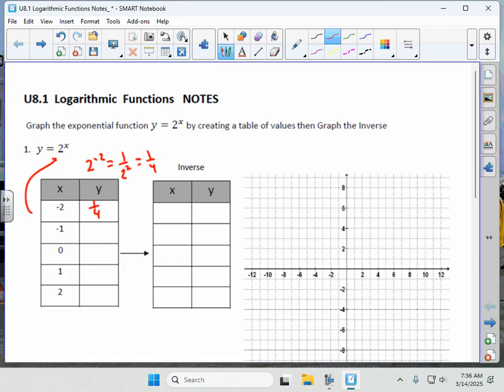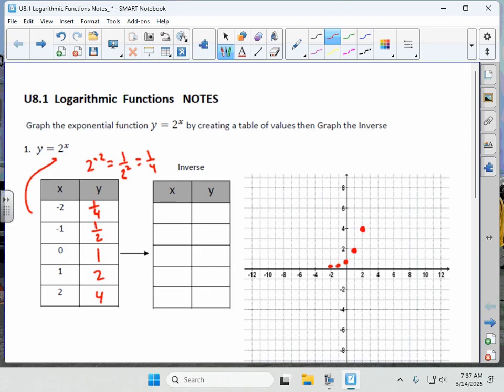All right, 2 to the -1 is a half. You can use your calculators. 2 to the 0 is 1, 2 to the first is 2, 2 to the second is 4. Now we're going to go ahead and plot these points real quick. So -2, 1/4, -1, 1/2, 0, 1, 1, 2, 2, 4.